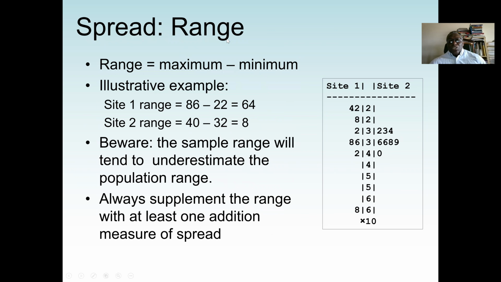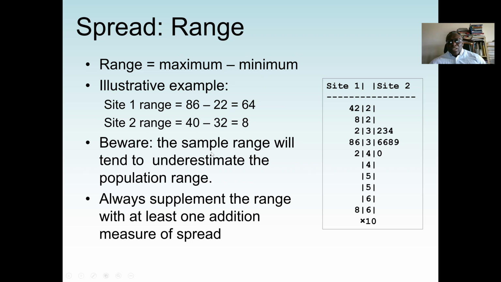So how do we find the range? We normally take the difference between the maximum value and the minimum value. For site 1, the highest value is 86 and the lowest value is 22, so the range is 86 minus 22, which gives us 64. For site 2, the lowest value is 32 and the highest value is 40, so we get 40 minus 32, which gives us 8. The lower the range value, the lower the variation of the data. The higher the range value, the higher the variation or spread of the data.